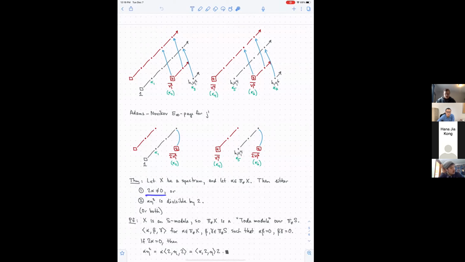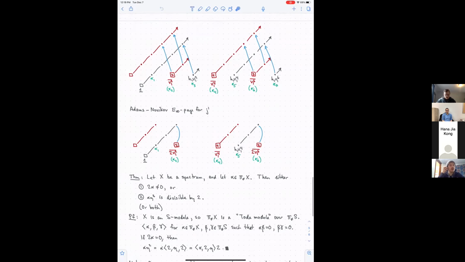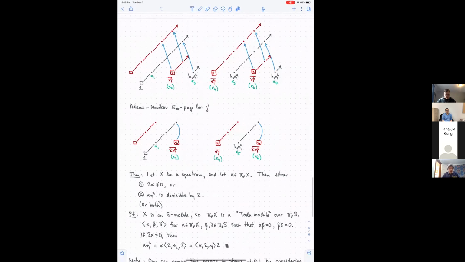It could be that 2 alpha is non-zero. That's one thing. And in the other case, 2 alpha is 0. When 2 alpha is 0, then alpha times eta squared has to be divisible by 2. And of course both could occur, it's not an either-or. There's actually an understandable proof here that we can write down. It just takes a few lines.